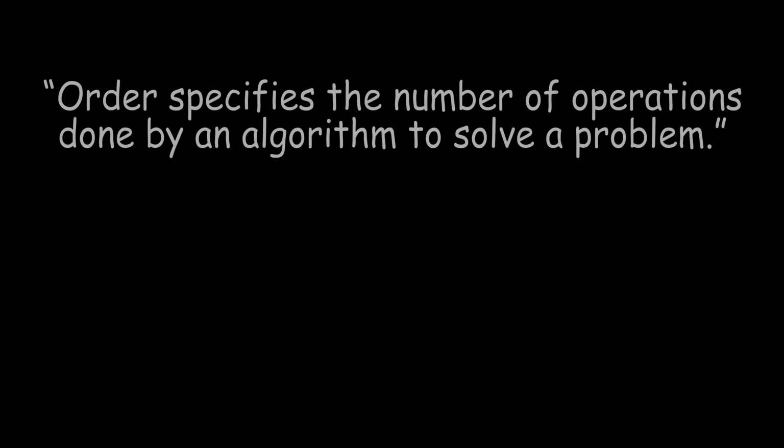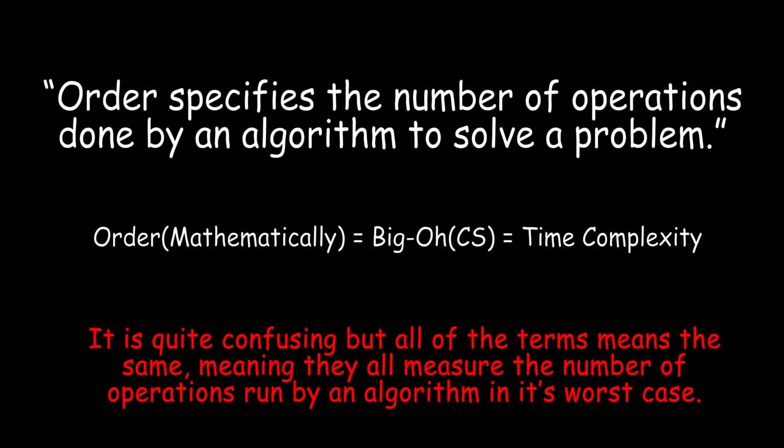Coming back to the order, order specifies the number of operations done by an algorithm to solve the problem. Mathematically, it is called order, but in the world of computers, we call it big O, which represents the time complexity. So, from now on, I will be calling it big O.